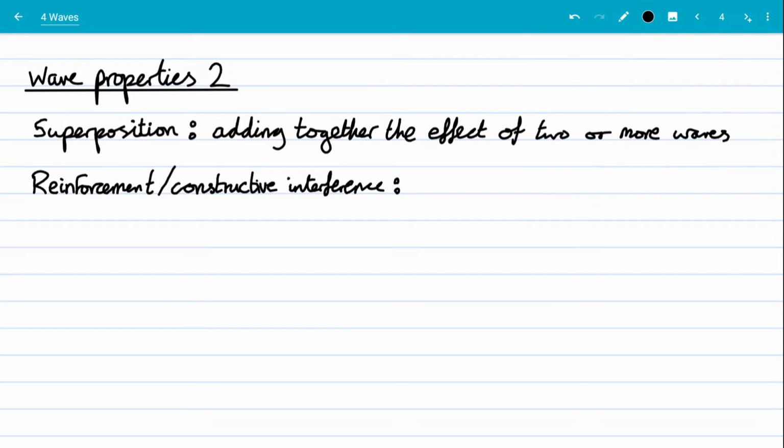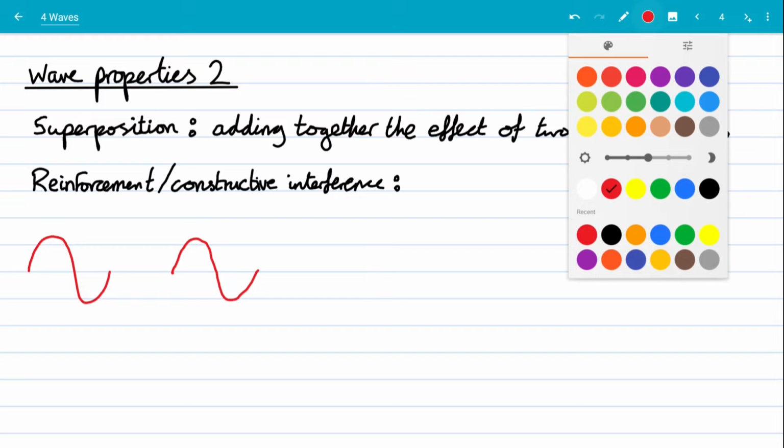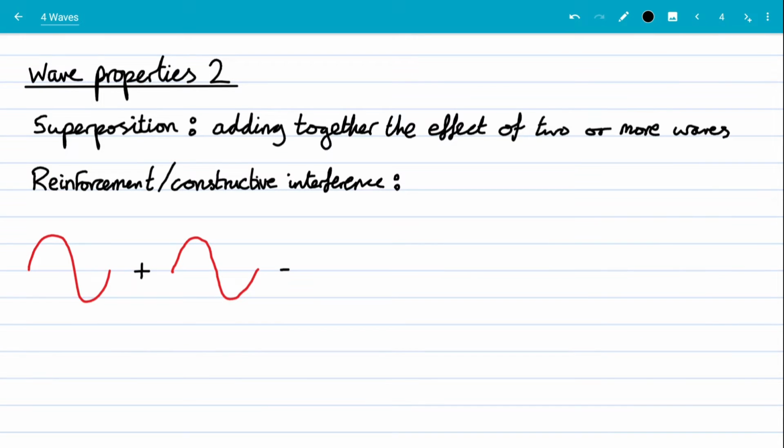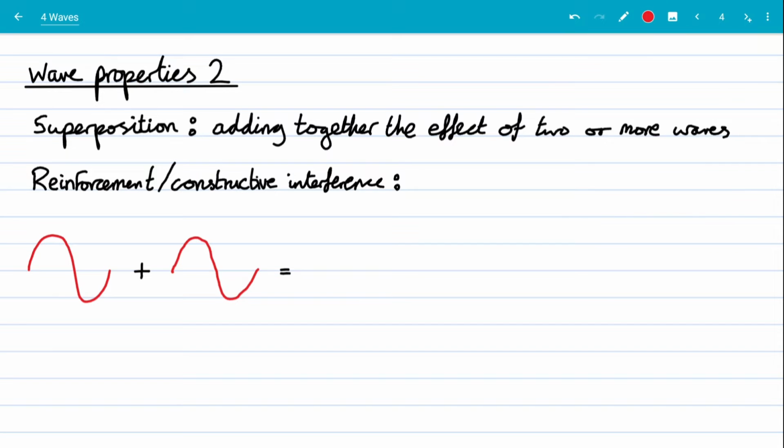And what would we have in that situation? Well, let's change colour of pen for a second. Let us suppose that I have a wave that is doing this, a nice sine wave, and I add it to another wave that is doing exactly the same thing at exactly the same time. Let us suppose that I'm adding these two waves together. Then what do I get? Well, I'm going to get a wave now where the two influences are combined.